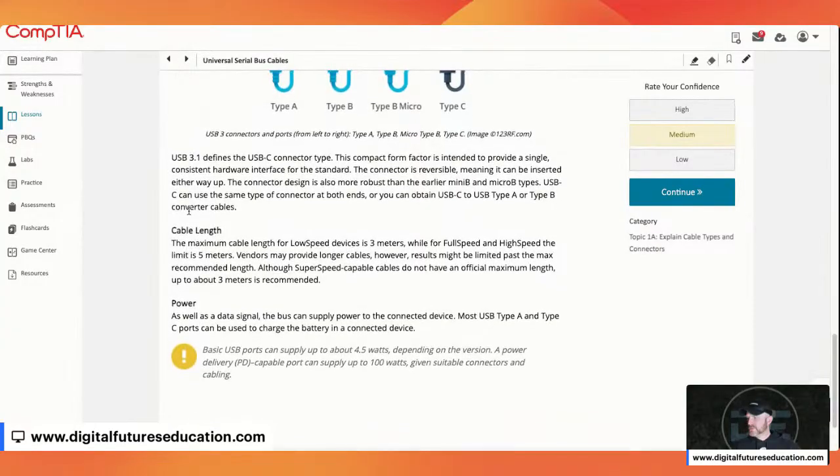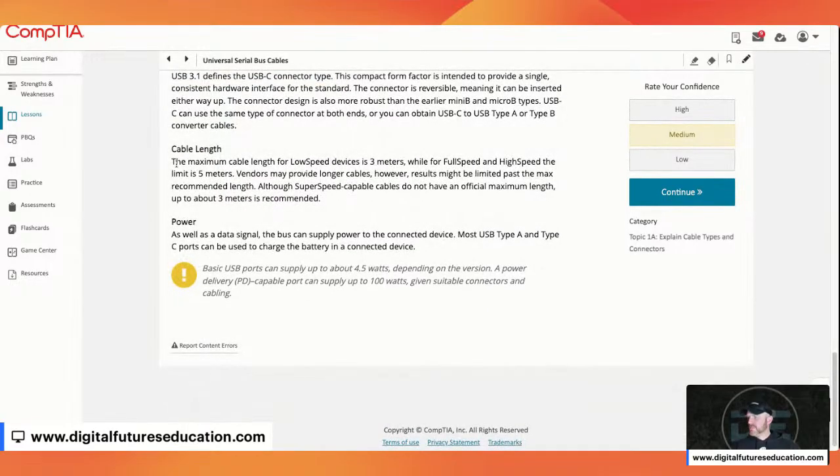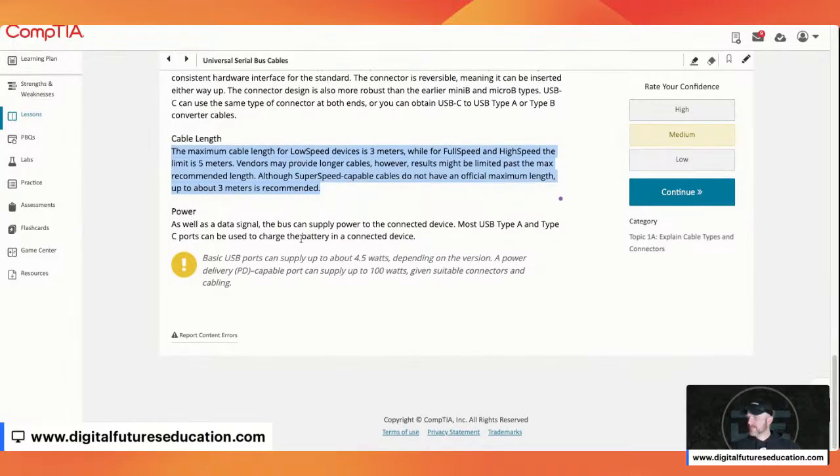So here we get into USB 3.1 defines the USB-C connector type. The maximum cable length for low-speed devices is 3 meters, while for full speed and high speed, the limit is 5 meters. Power. As well as a data signal, the bus can supply power to the connected device. Most USB Type A and Type C ports can be used to charge the battery of a connected device.